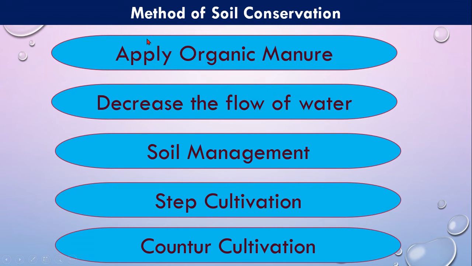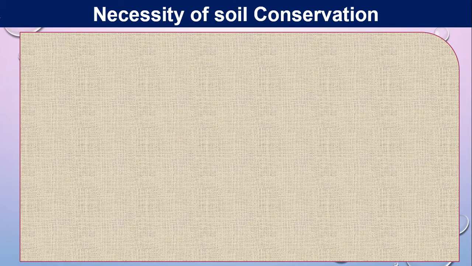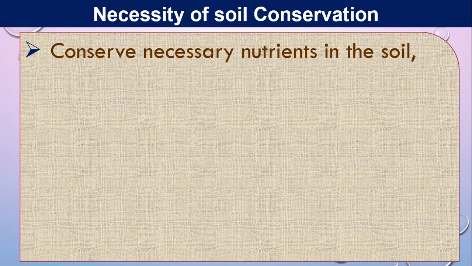You can get these questions for 3 marks or 4 marks in the creative questions like that. Explain or analyze the methods of soil conservation, or explain the ways and means of soil conservation. Why we need soil conservation, that means necessity or importance or advantages of soil conservation.